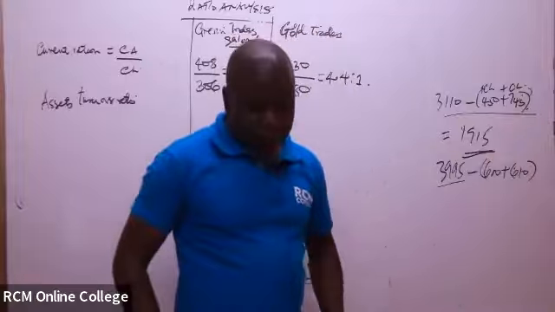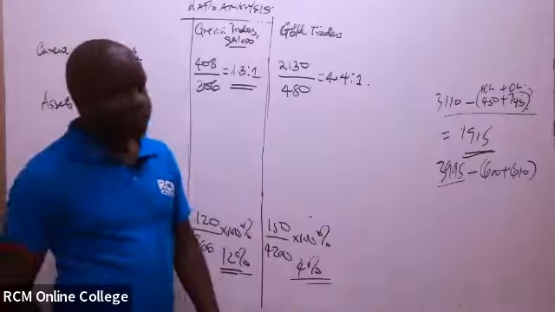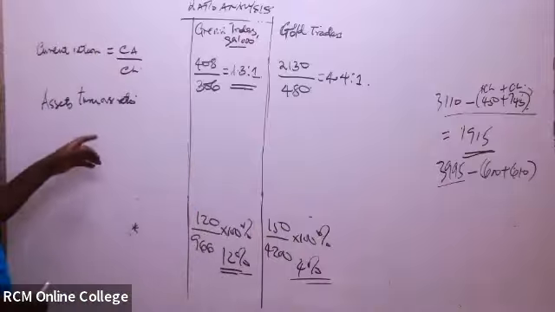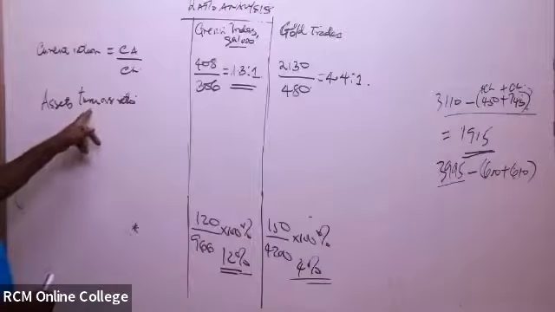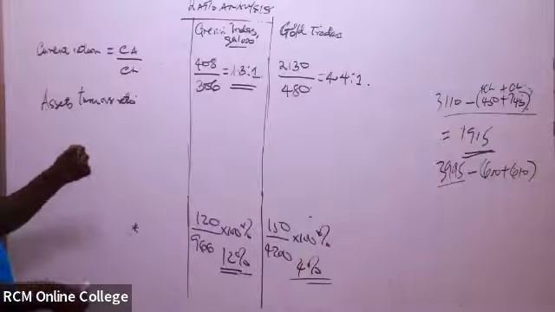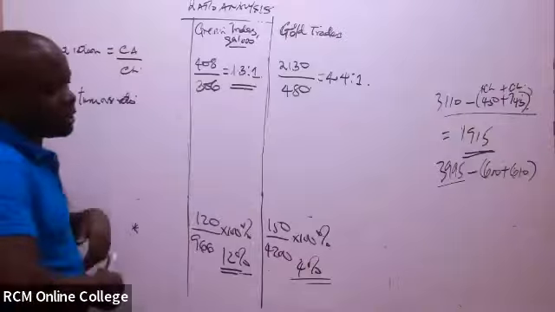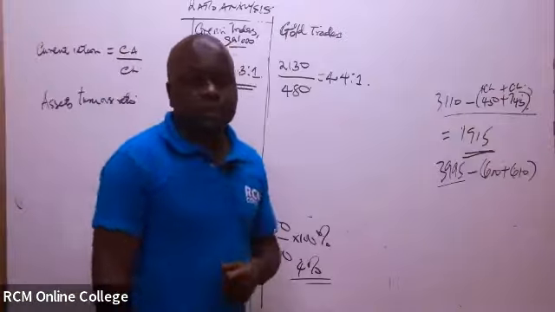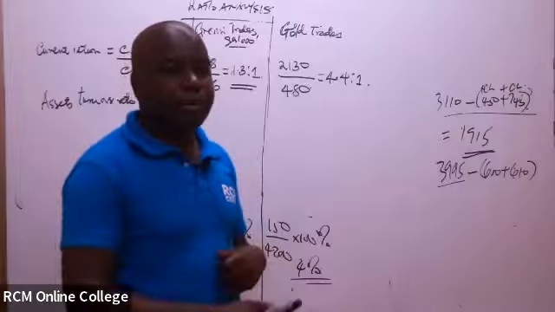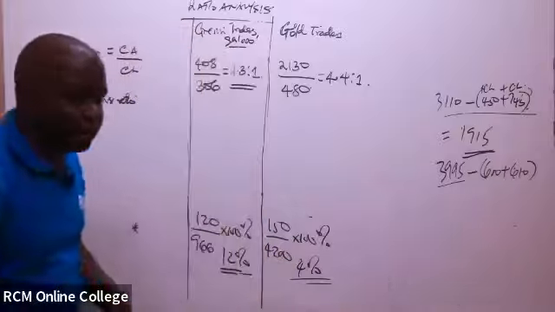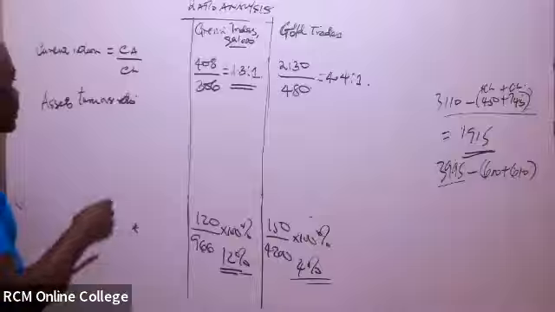The asset turnover ratio is sales over total assets. Whenever you see this term turnover, mostly it has something to do with sales. If someone asks you, what is your annual turnover? How much are you raking in terms of revenue when you make your sales? That is your turnover.